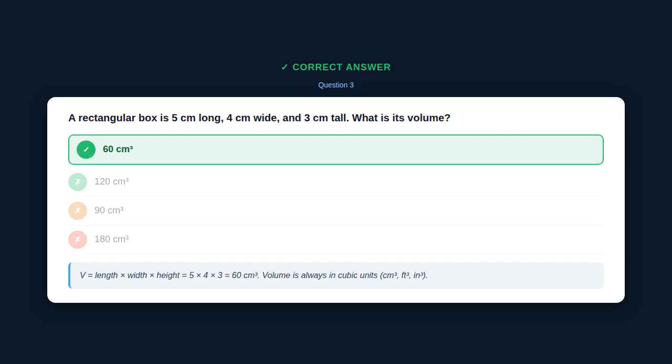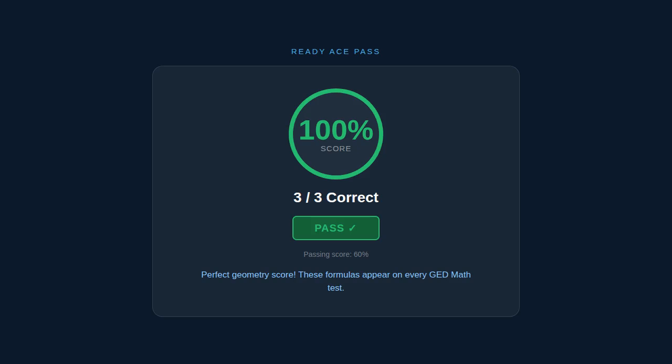V equals length times width times height equals 5 times 4 times 3 is equal to 60 cubic centimeters. Volume is always in cubic units: cm cubed, ft cubed, in cubed. You scored 3 out of 3. Perfect geometry score. These formulas appear on every GED math test.